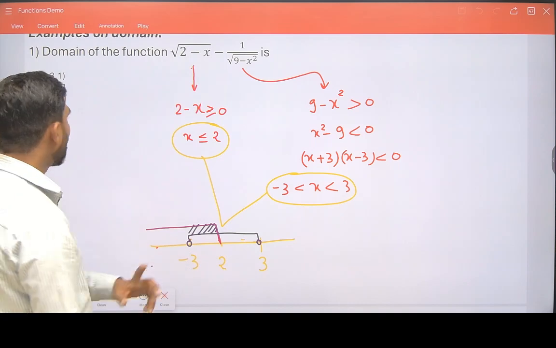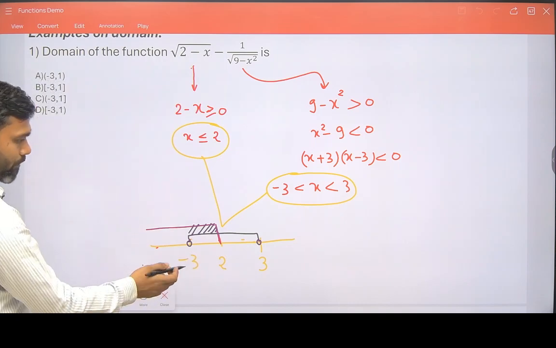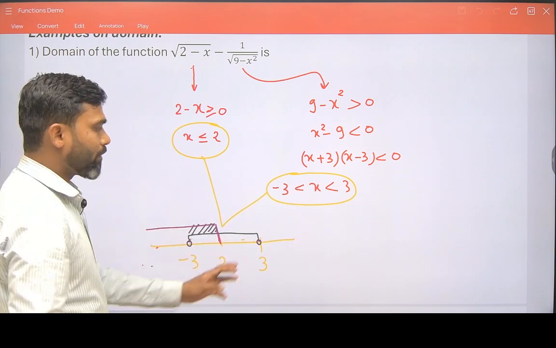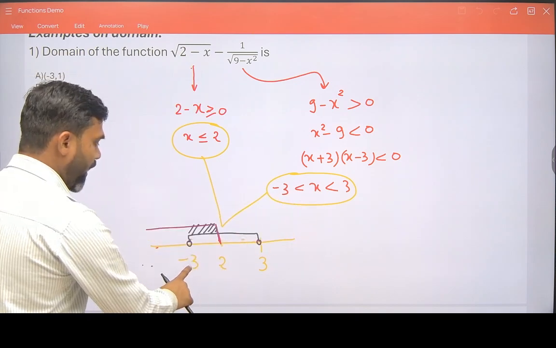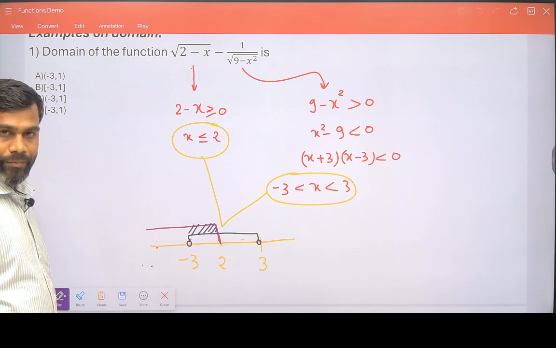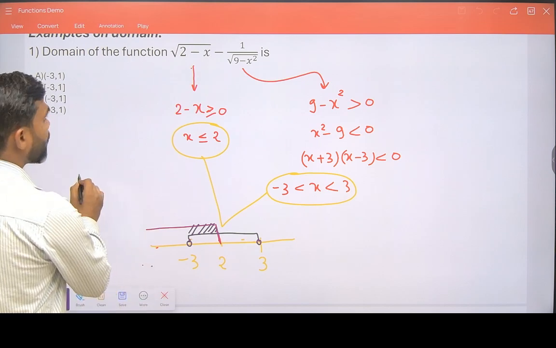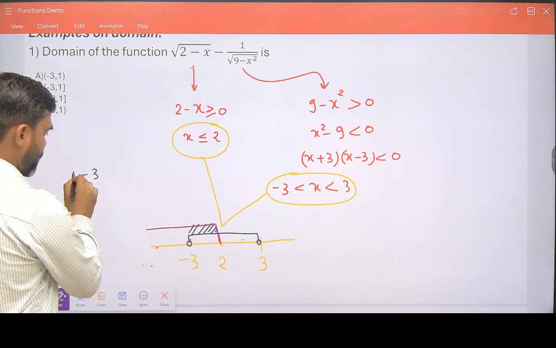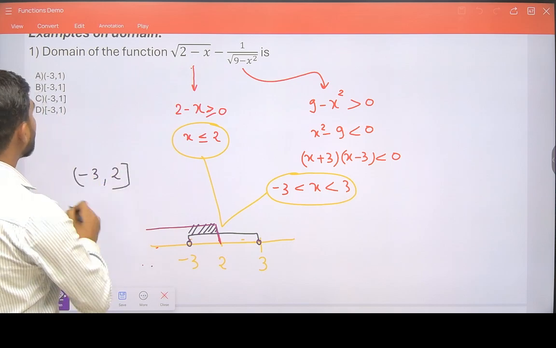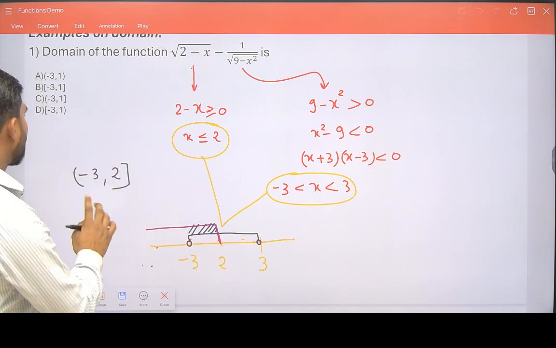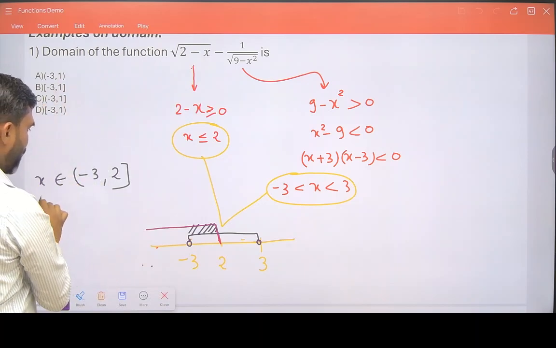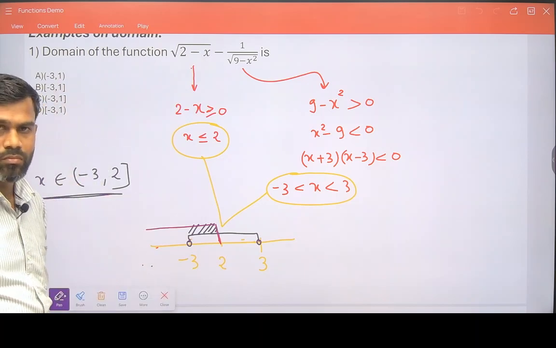So minus 3 to which option? This is less than 2, and this is between minus 3 and 3. So what will we get? Minus 3 to 2 open. Yes or no? So the answer will be minus 3 to 2 closed, we can say, right? I think some options are wrong, but the answer will be this: x belongs to minus 3 to 2 closed.